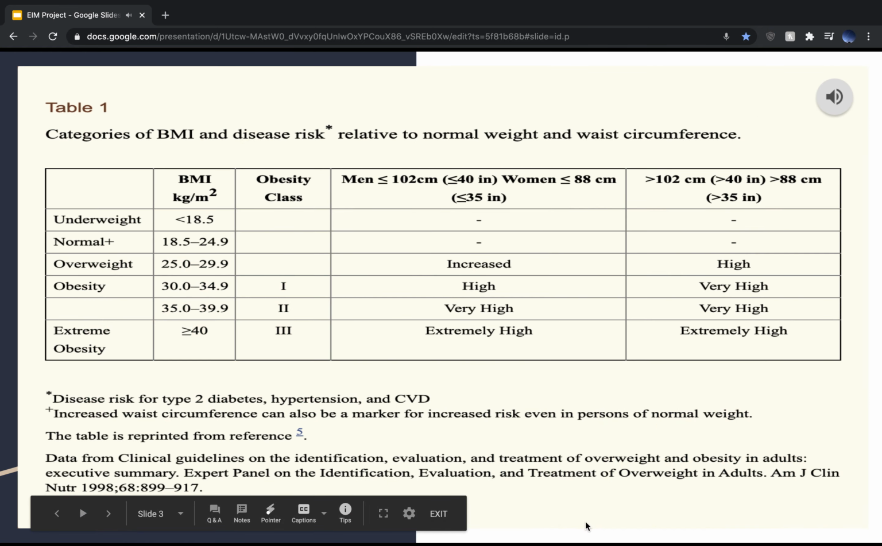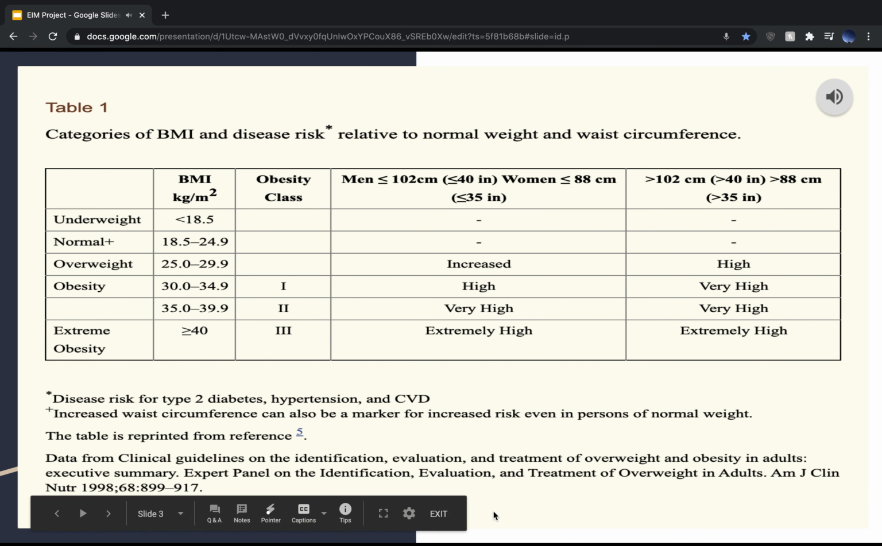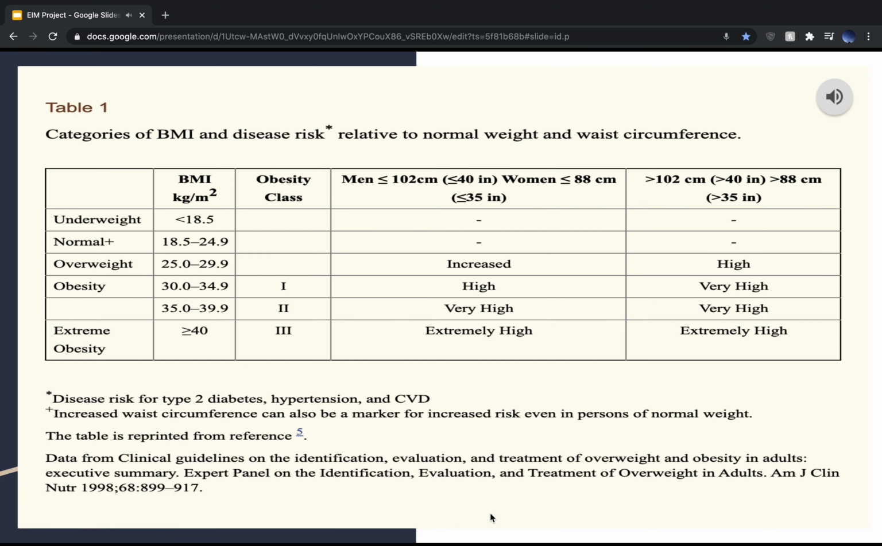Overweight and obesity can be identified by measuring body mass index or BMI, which is weight in kilograms divided by height squared in meters. Table 1 shows the categories of BMI and their relationship to obesity. A healthy BMI range is 18.5 to 24.9 kilograms per meter squared, and obesity is defined as greater than or equal to 30 kilograms per meter squared. The table also depicts waist circumference to evaluate disease risks for individuals.